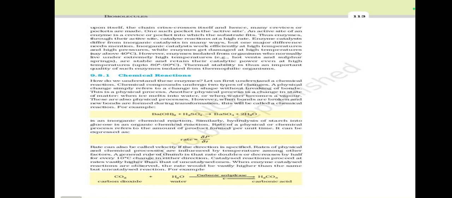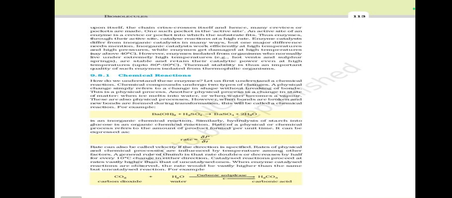However, when bonds are broken and new bonds are formed during transformation, this will be called a chemical reaction. For example, Ba(OH)2 plus H2SO4 gives BaSO4 and 2 H2O is an inorganic chemical reaction. Similarly, hydrolysis of starch into glucose is an organic chemical reaction.